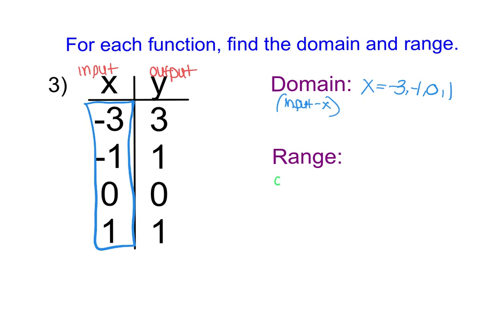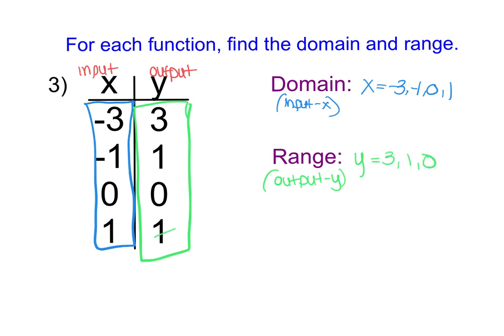Then our range consists of all of our output values, which are all of our y values, and those are found in this list right here. So if I list out y equals, I have 3, 1, 0, and then this 1 down here is repeated, so I don't need to write it a second time.